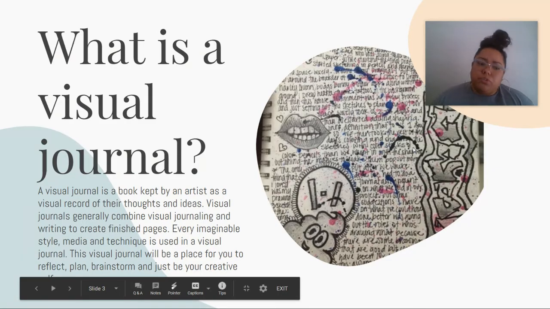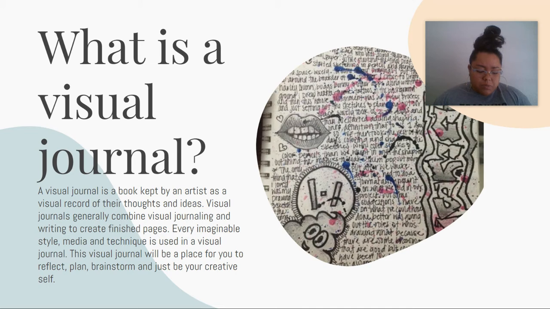What is a visual journal? A visual journal is a book that's kept by artists and by anyone really. It's just a visual record of your thoughts and your ideas.